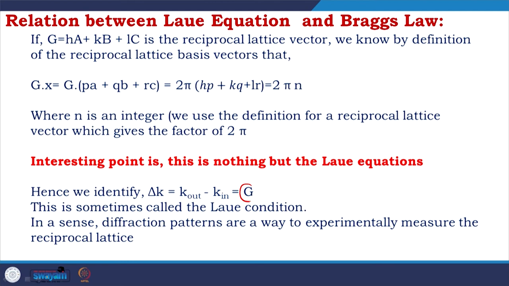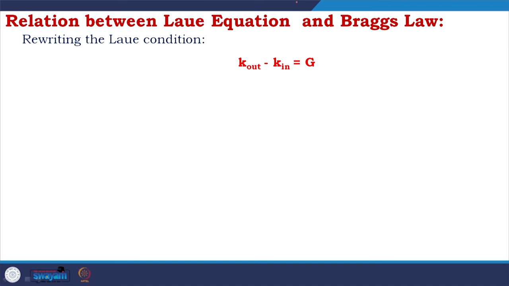This is called the Laue condition, and in a sense diffraction patterns are a way to experimentally measure the reciprocal lattice. Now, if we rewrite the Laue condition k out minus k in equal to G, so the absolute value of k in squared equals the absolute value of k out minus G squared. So, k in absolute value squared equals k out absolute value squared minus 2 k out dot G plus G absolute value squared.